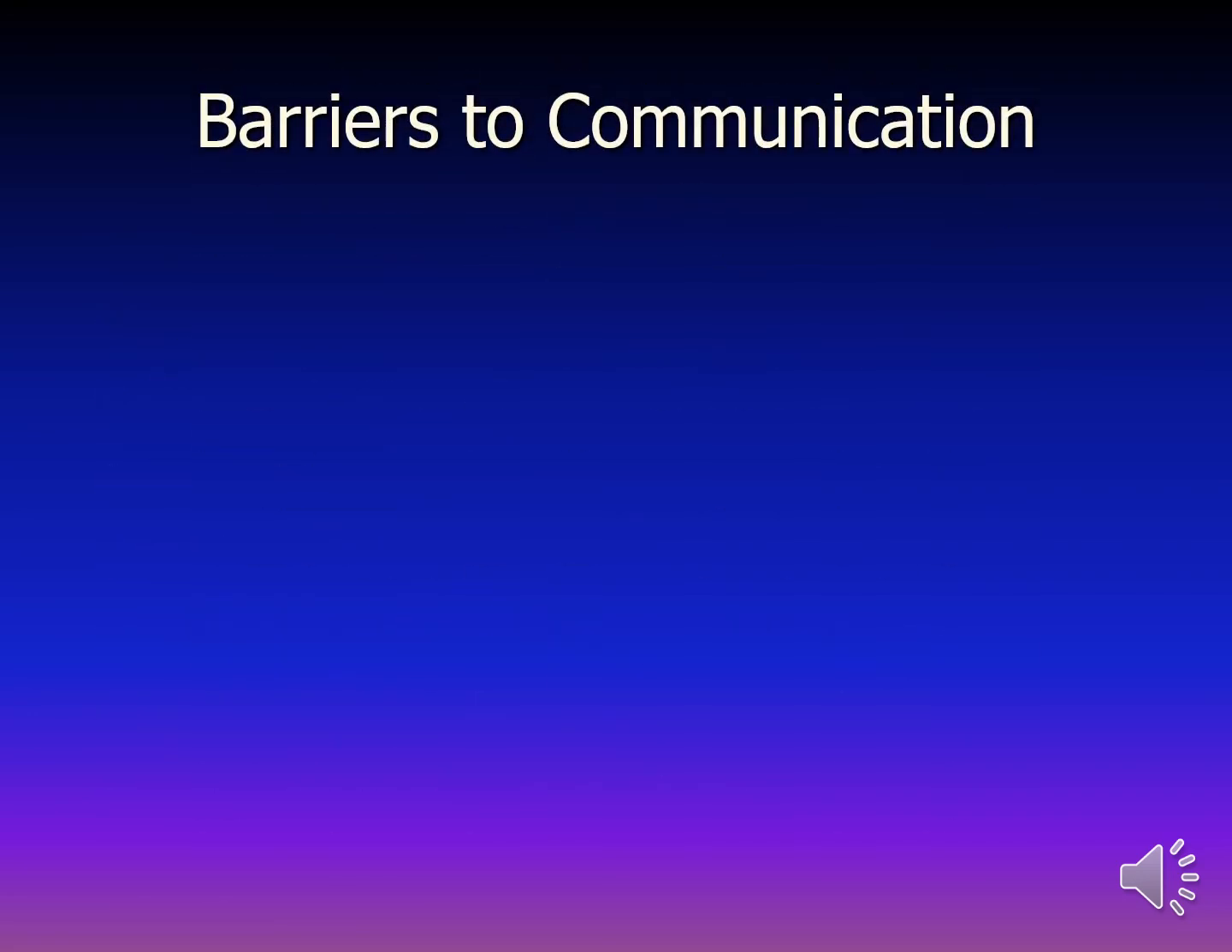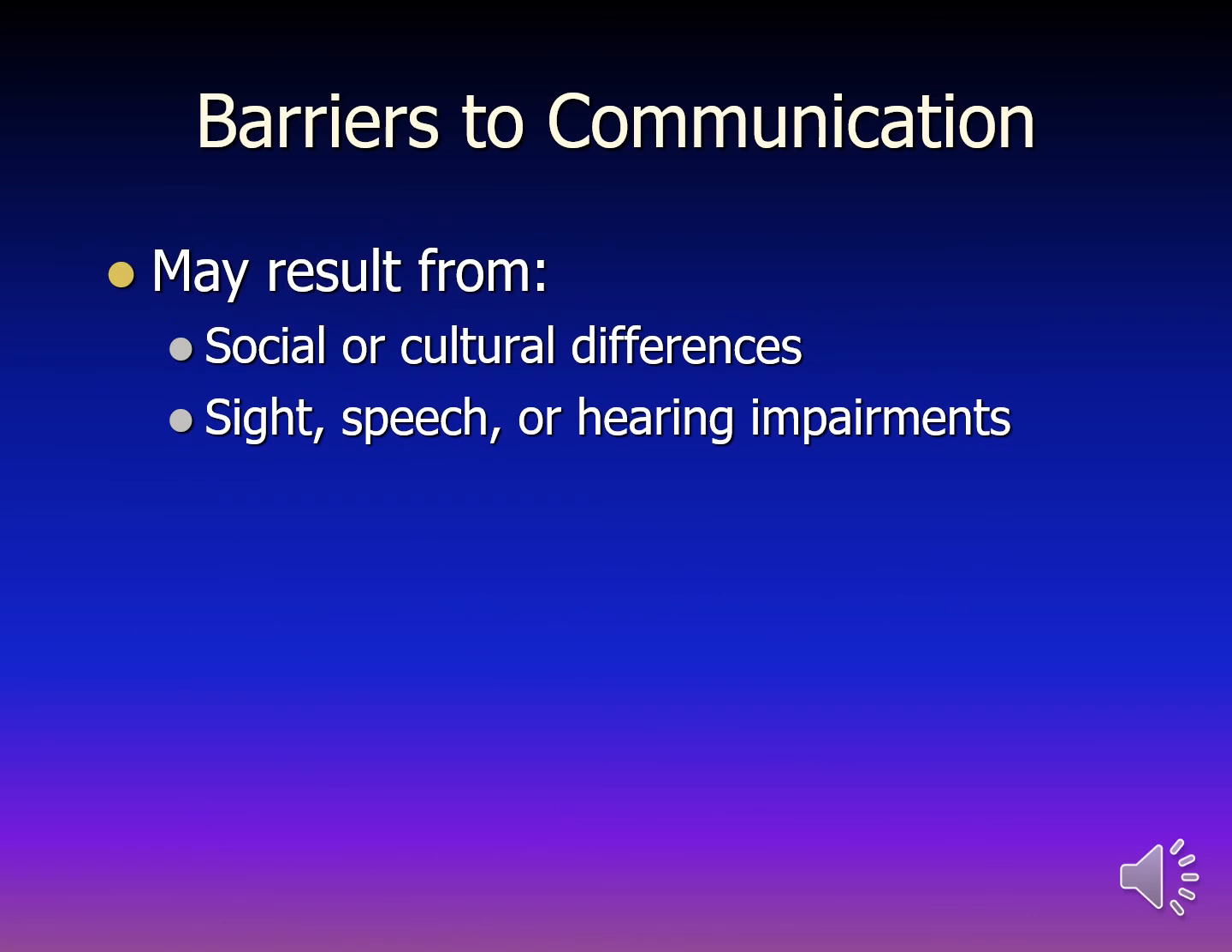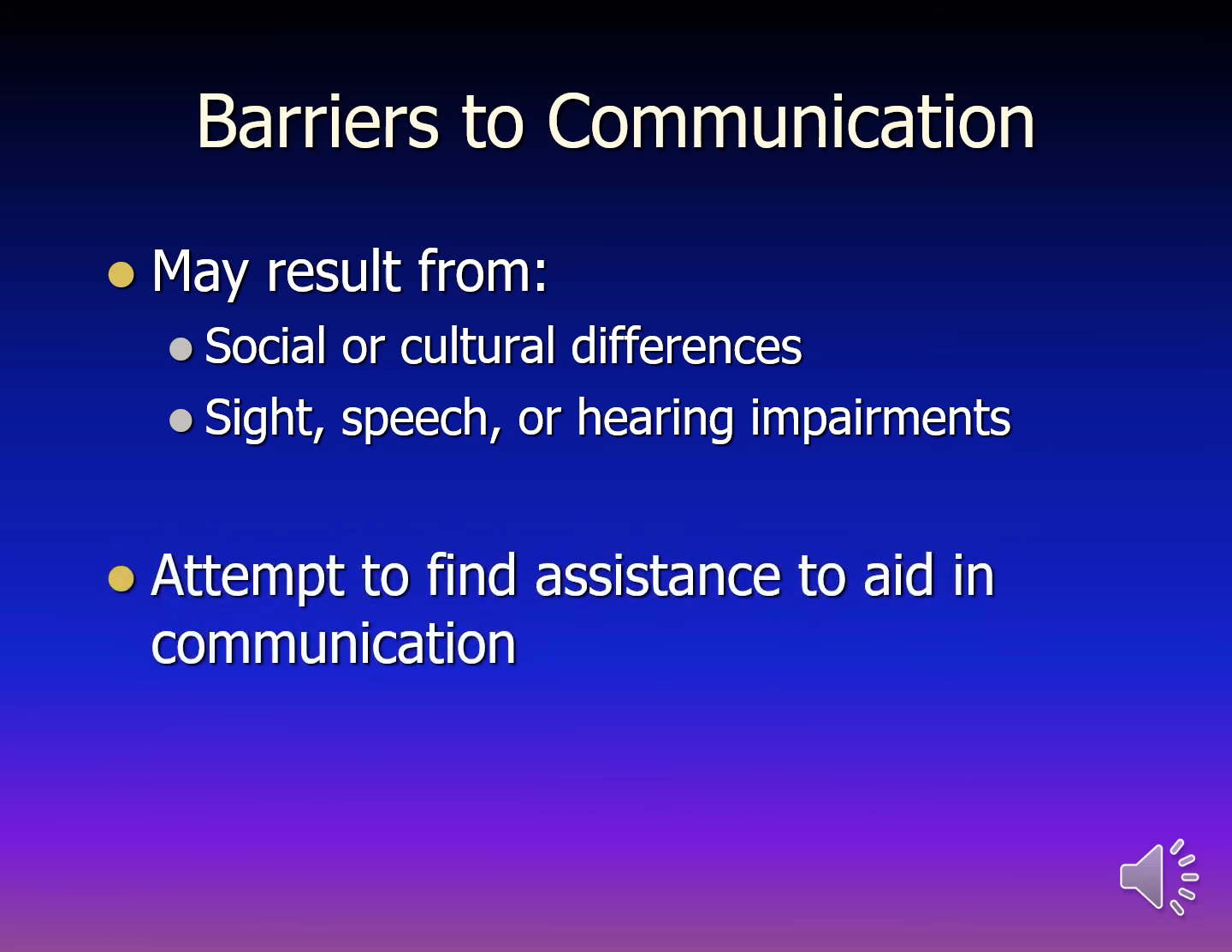Barrier to communication. Sometimes the person you are taking history from is from another country, especially the problem with the Malaysian students, or he is from another society. For example, persons from Siwa in Egypt speak a completely different language. This may result from social or cultural difference or sight, speech, or hearing impairment. Attempt to find an assistant to aid in communication. It's very easy to have one as a translator from you to him and from him to you.